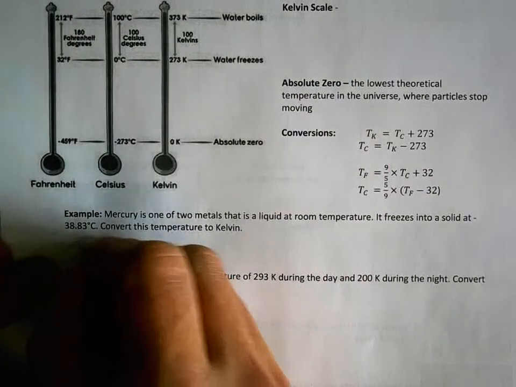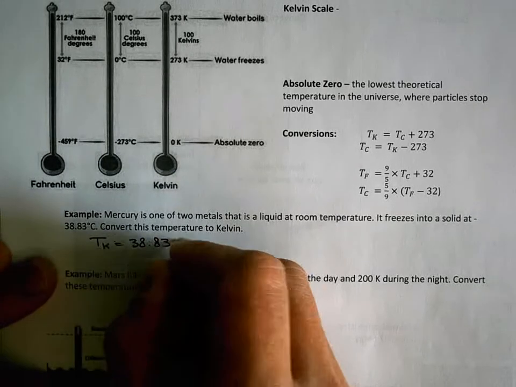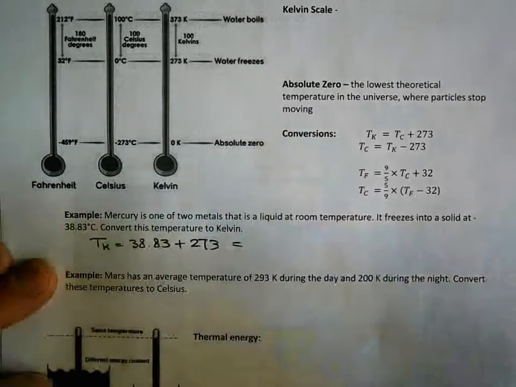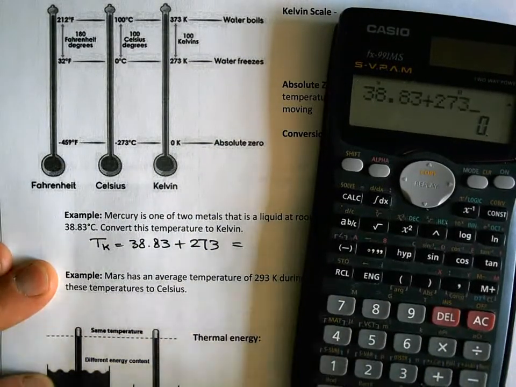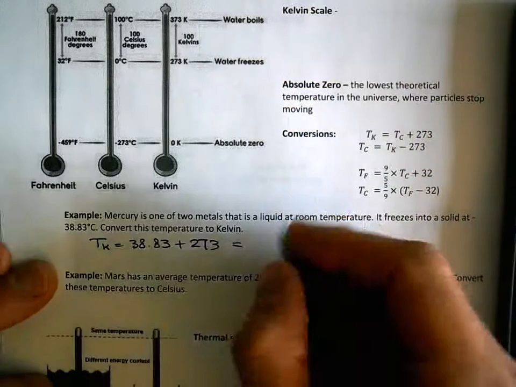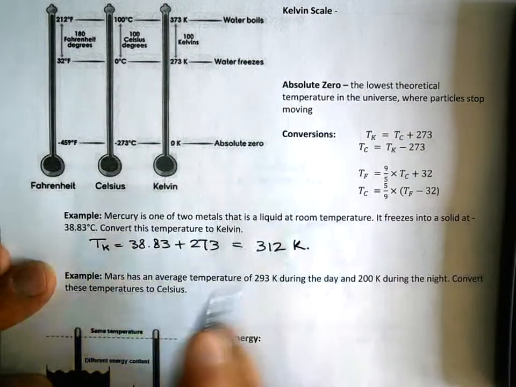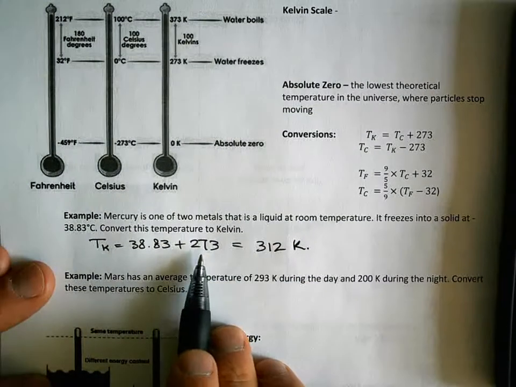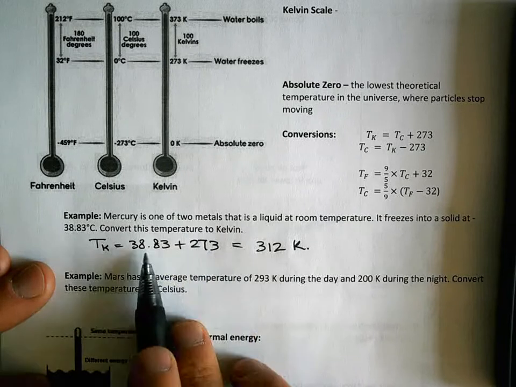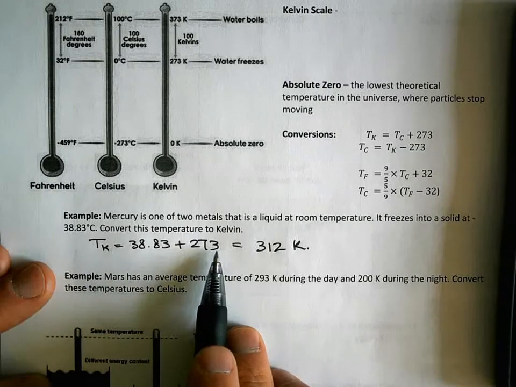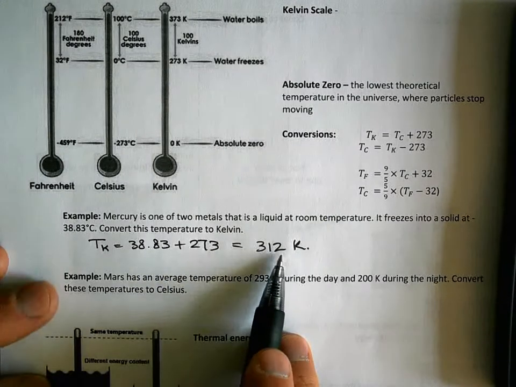So the temperature in Kelvin is equal to 38.83 plus 273. And so we get 234 Kelvin, because we need to consider our significant figures. When we're adding and subtracting, we can only have as many decimal places as the worst number. This number, 273, has no decimal places, so our final answer has no decimal places.